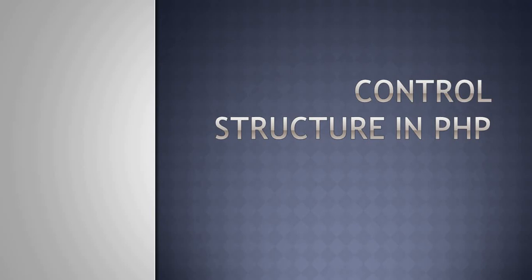Hello students, today we are going to learn about control structures in PHP. Control structures are those statements which help us to decide if we want to execute certain parts or if we want to skip certain parts. Basically, they are going to be based on some conditions. Let us have a look at different control structures.